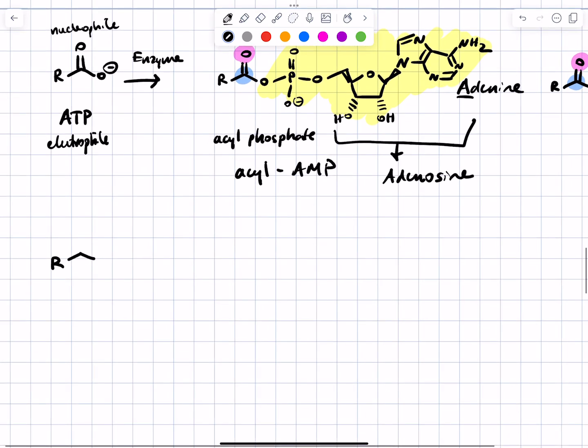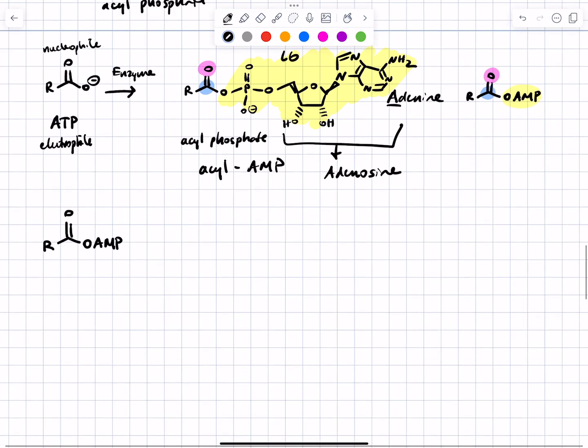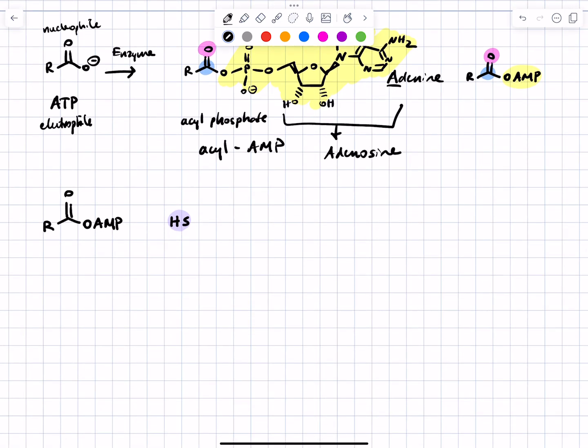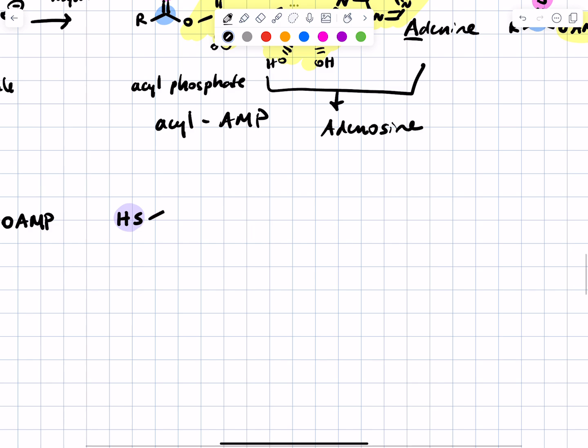Often, the R group here is many, many, many carbons long. So I'm going to abbreviate the acyl AMP like this. And then the nucleophile in the next reaction is going to be a thiol, which is great. But you'll notice I've left a lot of space over to the right, and that is because this thiol is unnecessarily complicated. So here we go.